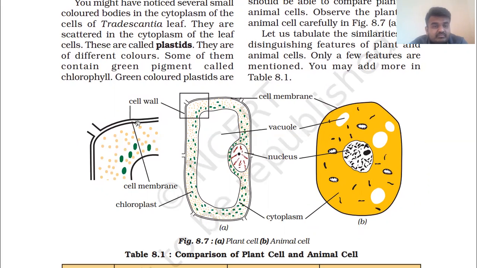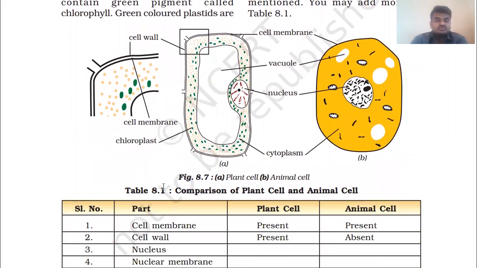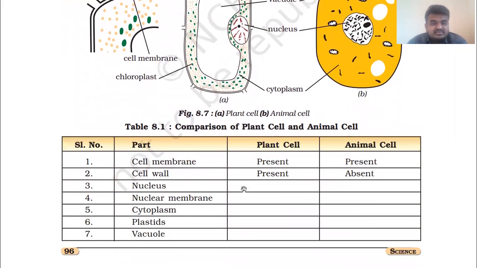Here you are given one more figure after zooming. After zooming this figure, you can see the cell wall, and the cell membrane also, and outside the cell membrane is the cell wall. This is the chloroplast. We discussed it during the 3D model. So try to complete this table 8.1 after observing figure 8.7 A and B.